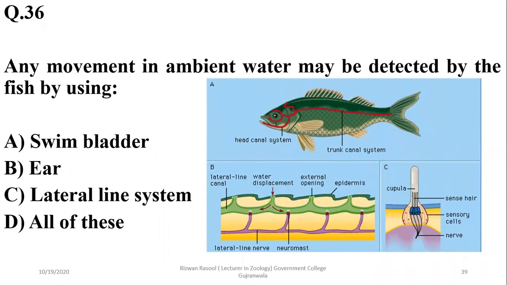Any movement in ambient water may be detected by the fish by using their lateral line system, as shown here in this picture. The lateral line system is commonly used by fishes for detection of surrounding waves produced by the predators or any turbulence.